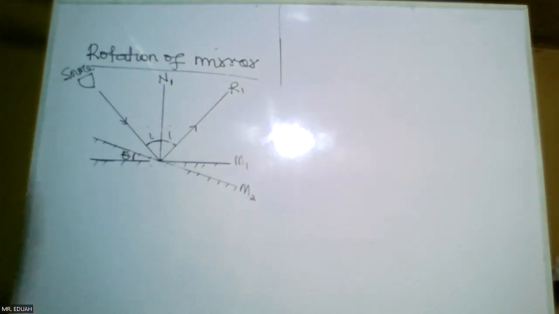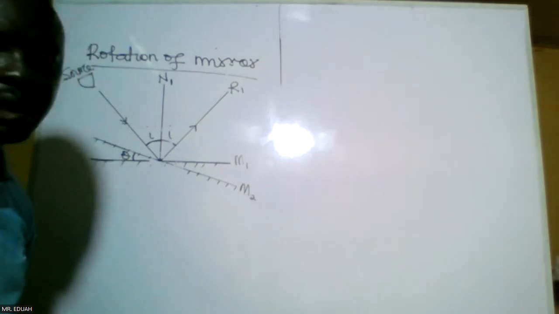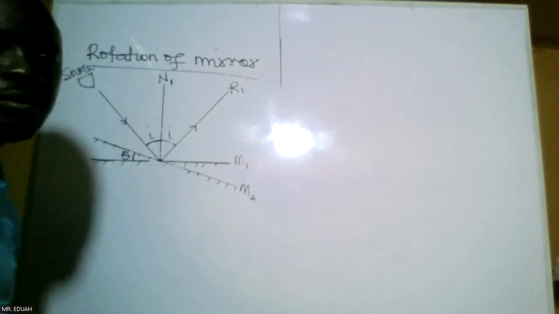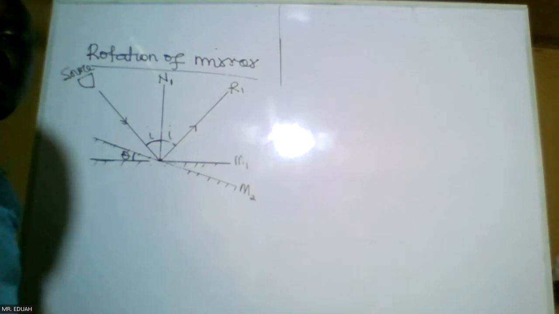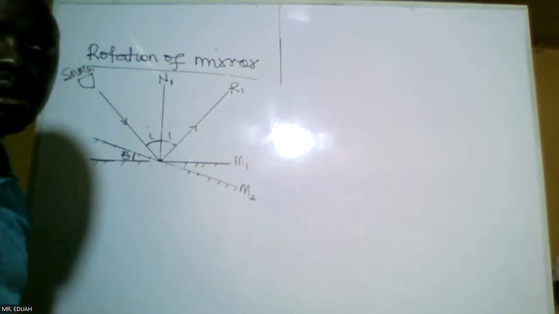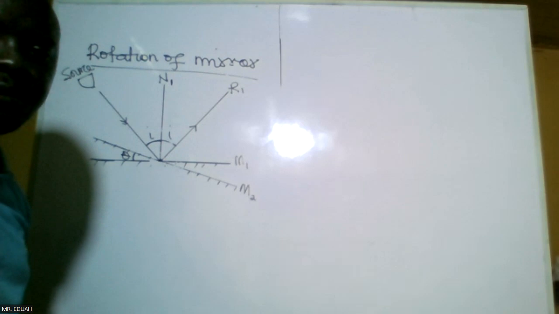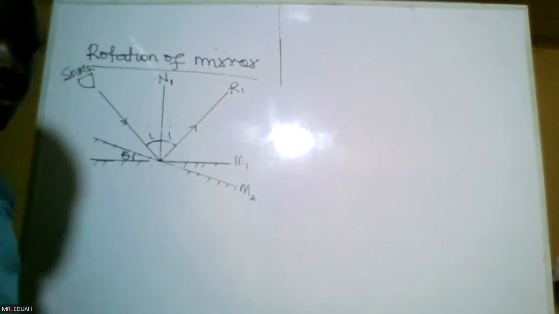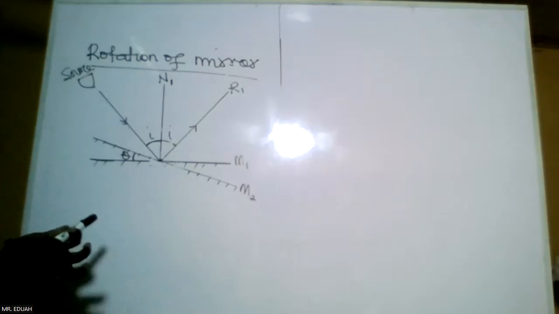Can somebody tell me what is happening when the mirror is rotated? Class, I want feedback. The position of the normal changes. But by what margin? By what margin?